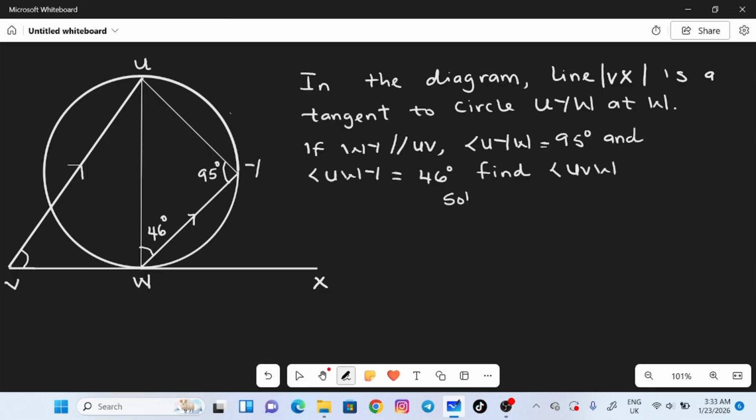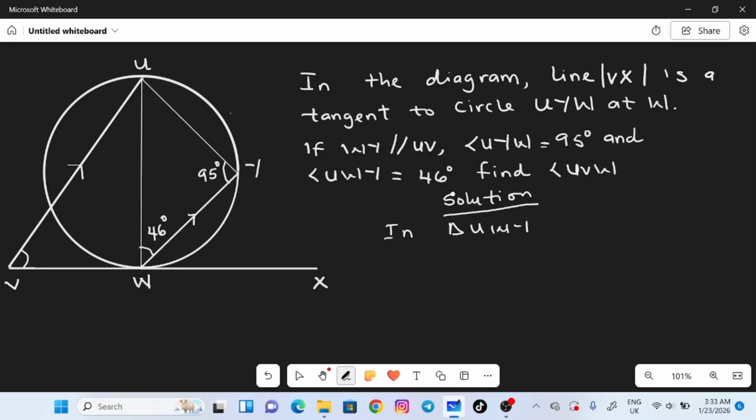Solution. Let us consider triangle UWY. In triangle UWY, our angle WUY plus our angle UYW plus our angle UWY equals 180 degrees, because the sum of angles in a triangle is equal to 180 degrees.